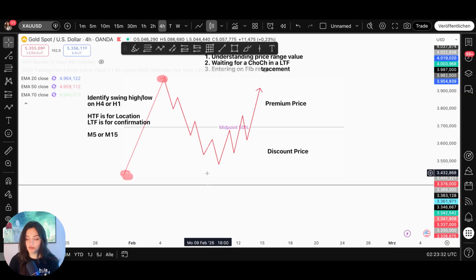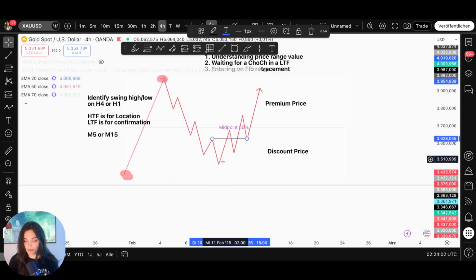The exact point where we have our change of character would be that point where our structure shifts. So we see here that we have a lower high and a lower low. So the natural continuation of the trend would be another lower high and then another lower low. But as we can see here, this lower high right here was broken by this move. So now this point shifted from being a lower low to being a higher low.